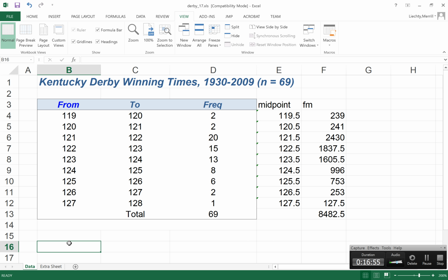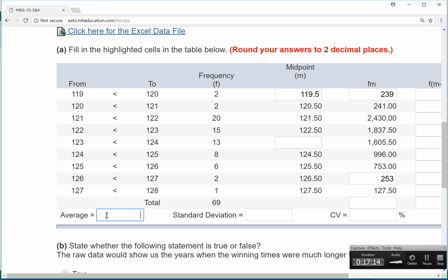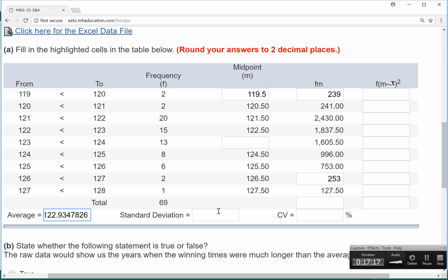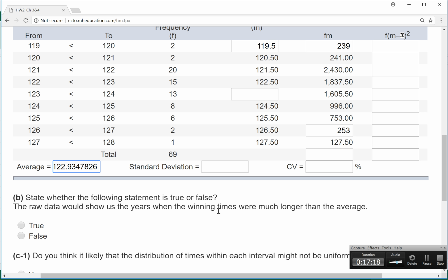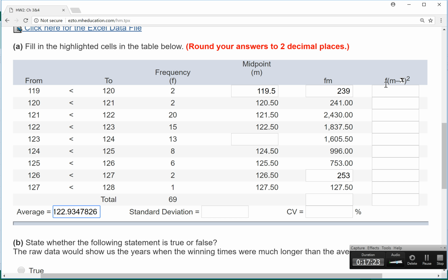So I need the average, or X bar. And so this is just going to be equal to this number divided by the total, 69. So 122.93. I'll just copy that and throw it in here. And let's see, what else do we need? Then we'll check this in a minute and make sure we get it right.